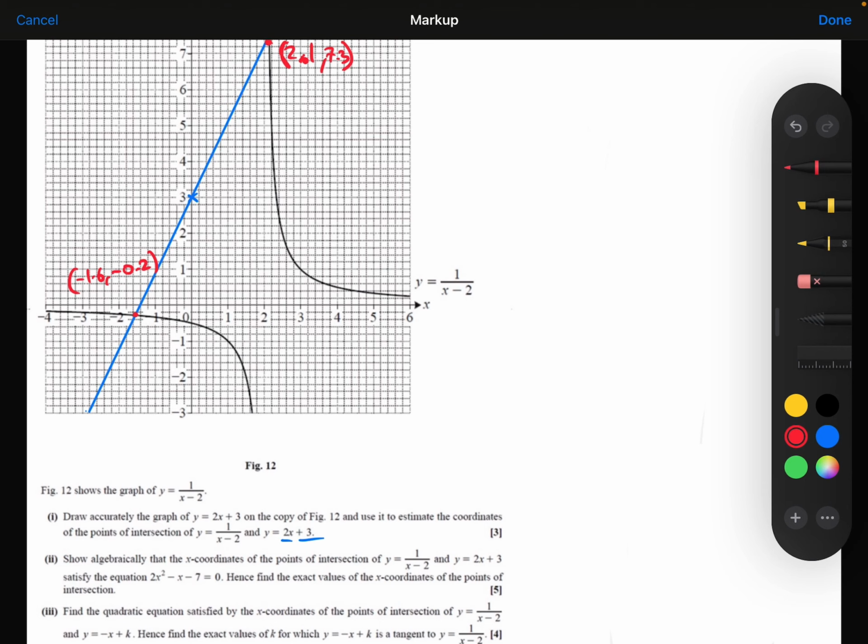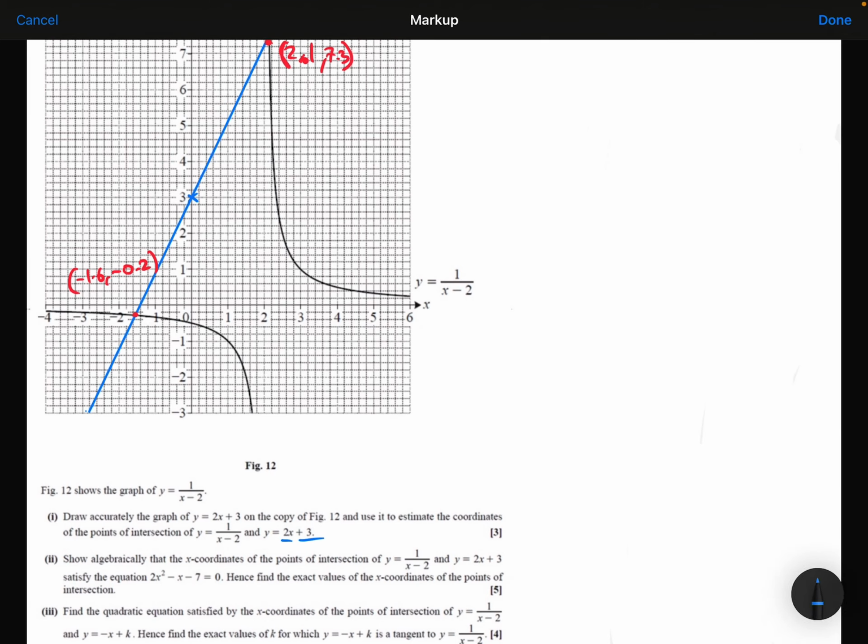Part II. Show algebraically that the x coordinates of the points of intersection of those same two curves satisfy that equation. Hence find the exact values of the x coordinates of the points of intersection. So we're doing this algebraically now. So I'm saying that solving these equations simultaneously, my 2x plus 3 is equal to 1 over x minus 2. Let's multiply both sides. So I'll get 2x plus 3 times x minus 2 is equal to 1.